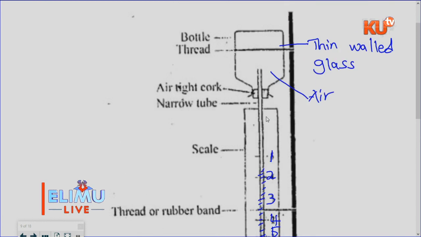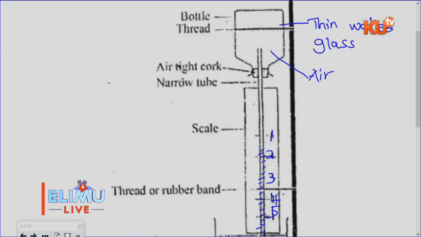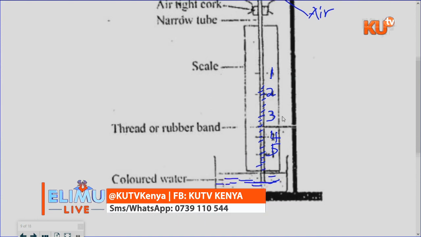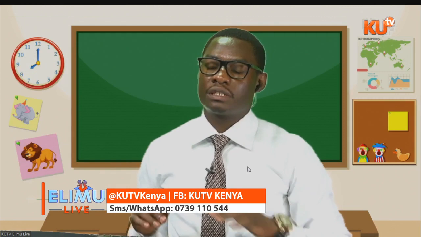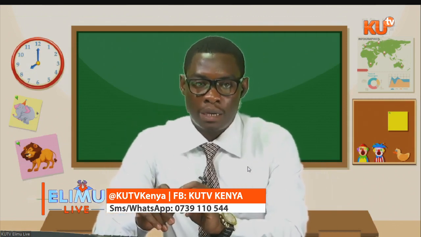Now there are specific questions that you need to look at. We use a thin-walled glass bottle to record even the slightest changes. We use a narrow tube also to record slight changes. The scale must run from up to down, and we use colored water for visibility. So those are the points that you need to note about an air thermometer.